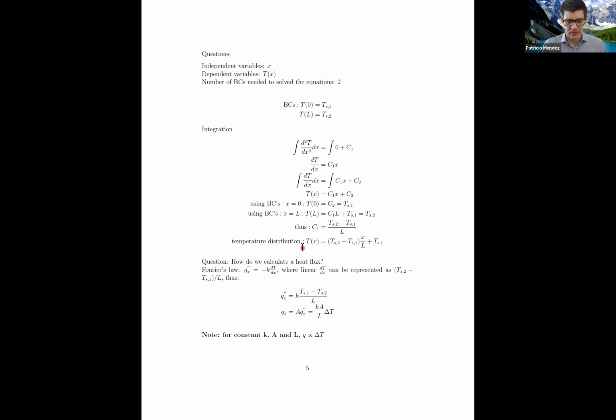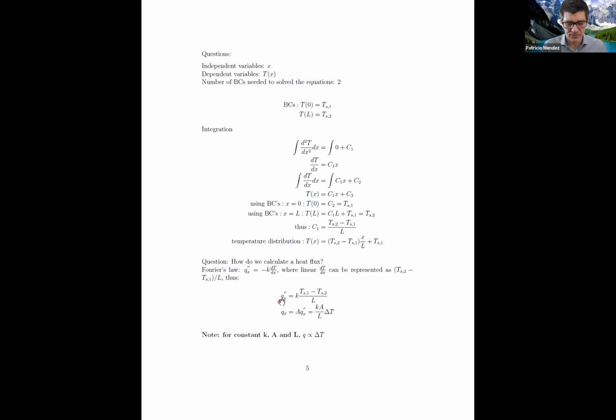Okay, let's calculate the heat flux in this case. The heat flux is only in the direction of x, and by conduction we know the heat flux is given by Fourier's law: minus k dT/dx. What I did here is take out the minus sign and flip T_s2 and T_s1, so we end up with a better looking number.